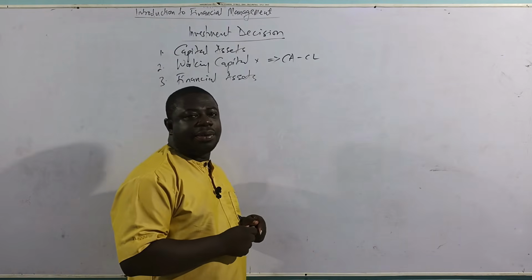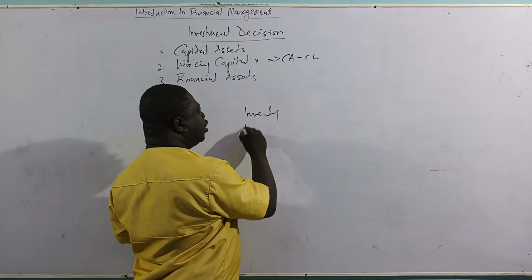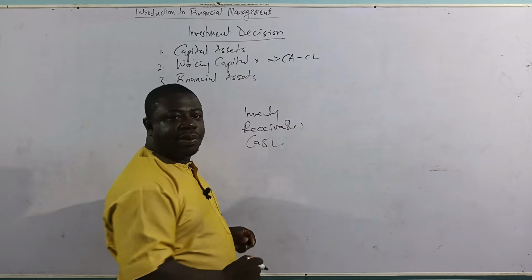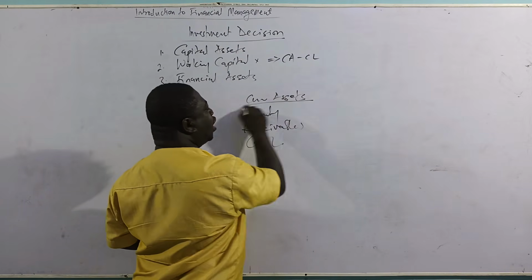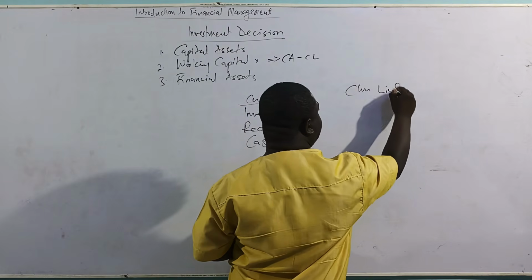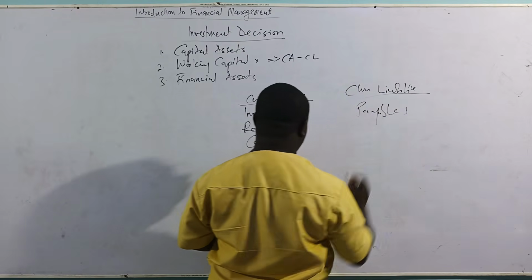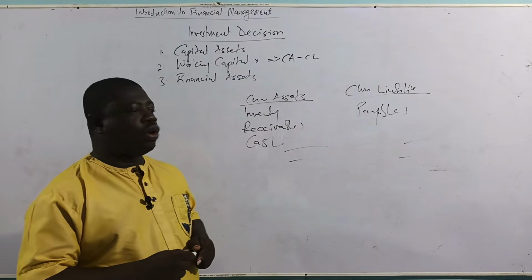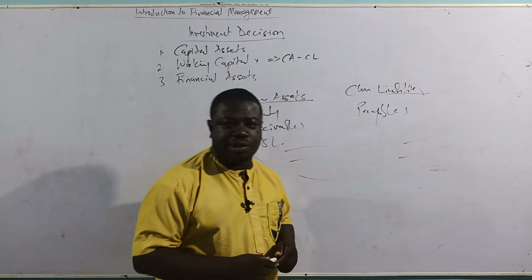So basically, working capital has to do with your inventory, which is an asset, your receivables, which is a current asset, and then your cash. These three things make up your current assets. When we talk about your current assets, we are talking about inventories, receivables, and cash. And then for your current liabilities, we make reference to payables. So the total of this minus the total of that gives you your working capital.